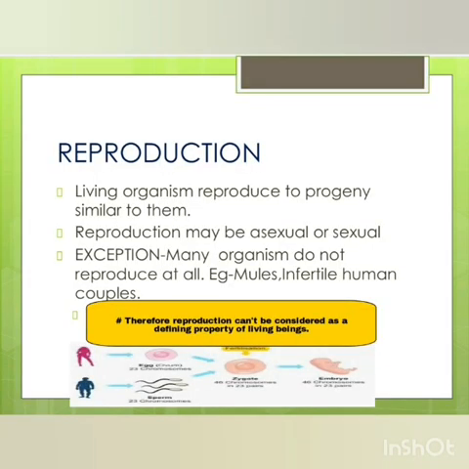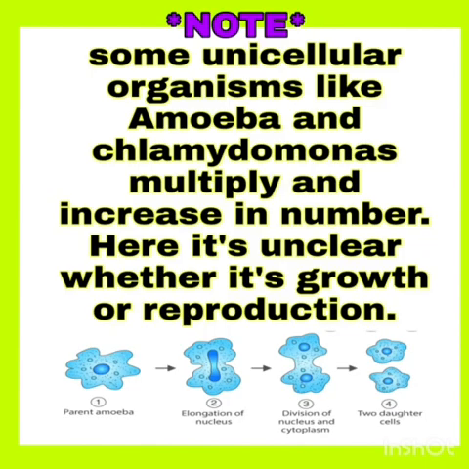So what about reproduction? Living organisms reproduce progeny similar to them. Reproduction may be asexual or sexual, but many organisms do not reproduce at all. Example, mules and some infertile human couples. Therefore, it cannot be considered as a defining property of a living being.